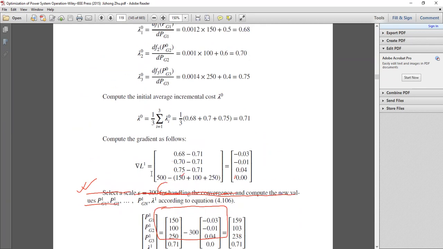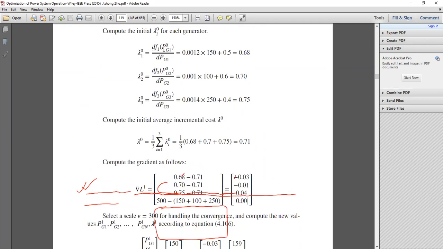With these new PGs, they will again go back here and put those PGs here. So they will get some new lambdas compared to the previous iteration, and then they will make it lambda 1. So for each iteration in gradient method 1, the lambda 1 would simply again be 1/3 of the sum over i equals 1, 2, 3. This is actually n, and this is also n in general, and this would be lambda i 1. You get it?